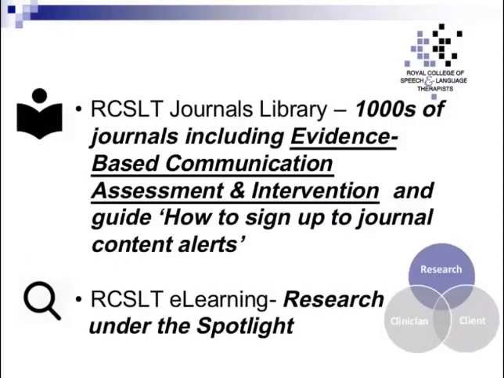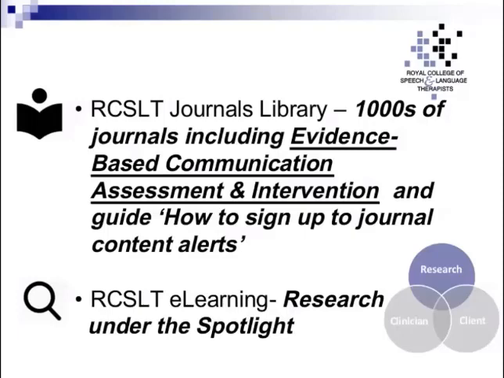Now I'll go through some resources that will particularly help with the research section of the EBP model. The main resource that the RCSLT provide to facilitate this is our journals library. So included in your RCSLT membership is a subscription to thousands of journals where you can read and download full text articles for free. To be able to do this, you have to be logged into the RCSLT website, and then you access the journals through our library. Here there are also guides and top tips on, for example, signing up to content alerts, where to find open access titles and other options for getting access to journal articles.